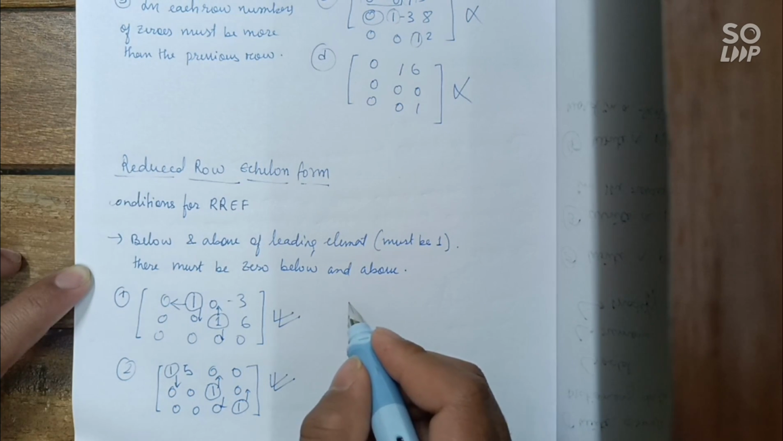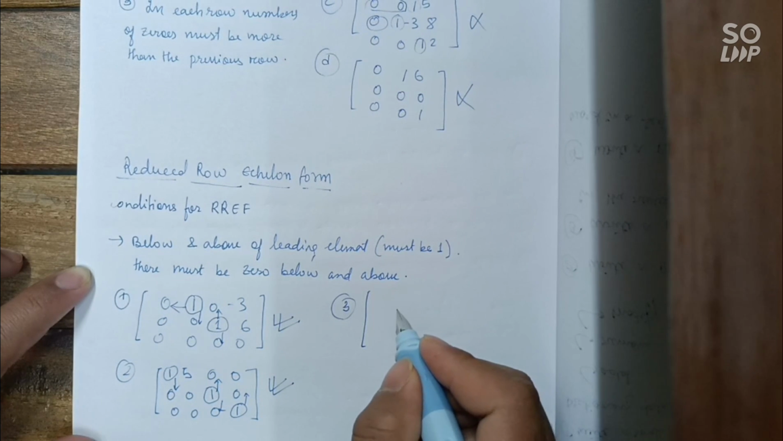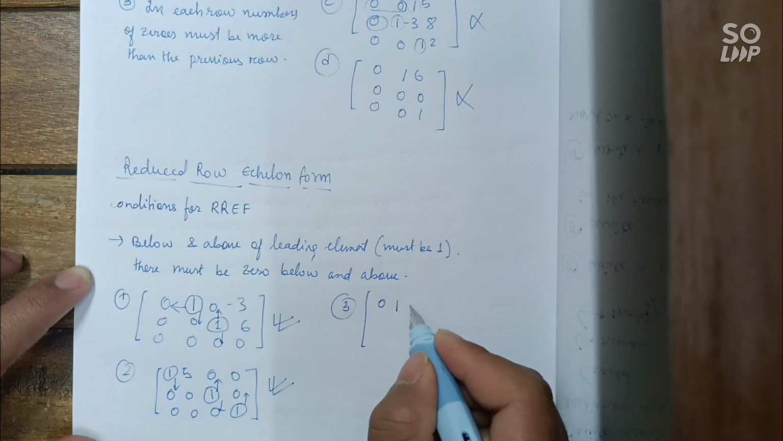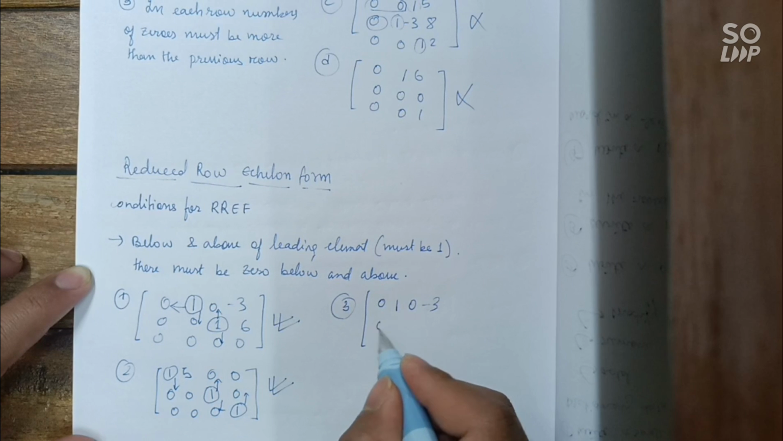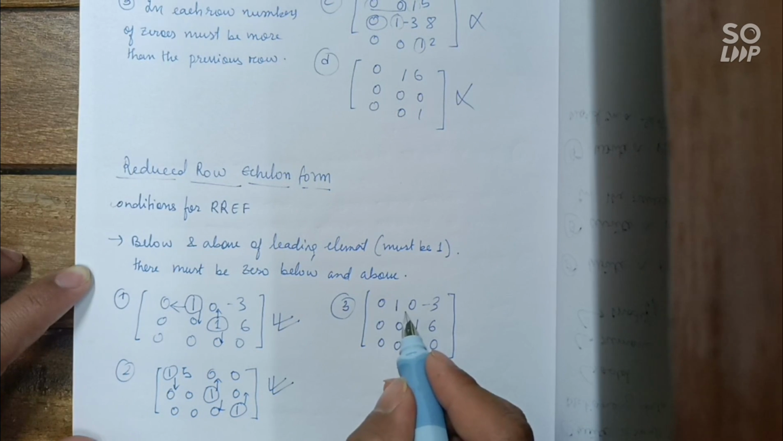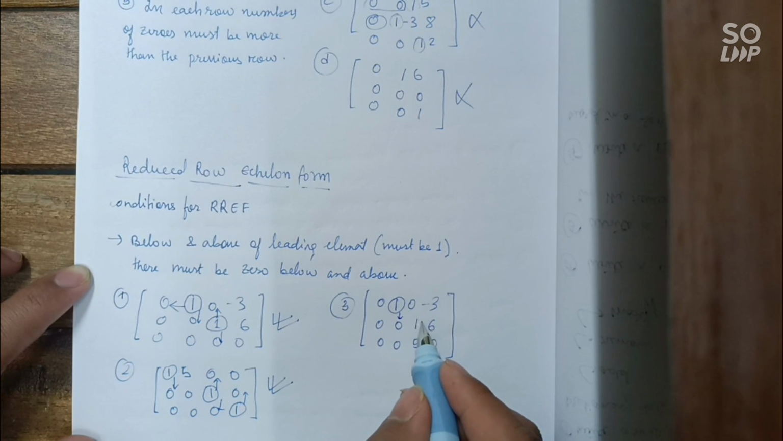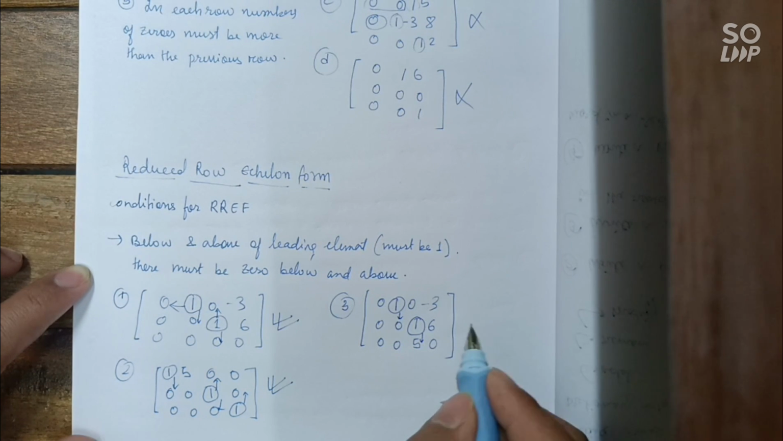Let's check the next example. We have 0 1 0 -3, 0 0 1 6, 0 0 0 5 0. Let's check the matrix here. As we can see, the leading element 1, below it has 0, so this is fine. But in the second row here, this 1, below it has 5 and not 0, so we can say that this is not in the reduced row echelon form.